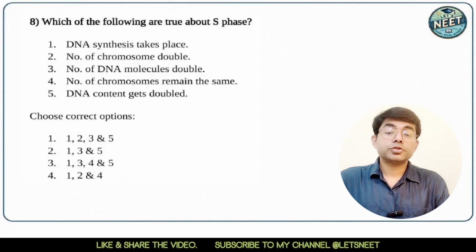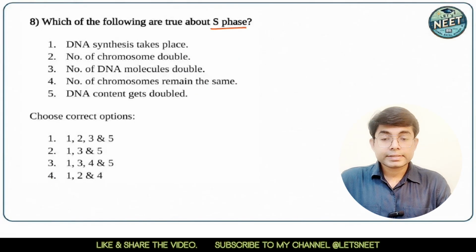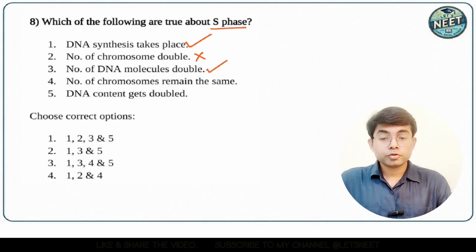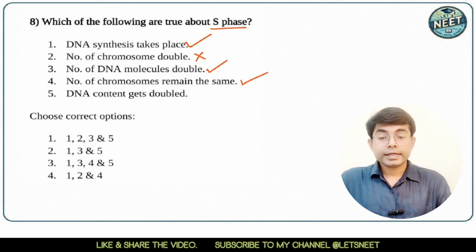Next, which of the following is true about S phase? So DNA synthesis takes place. Yes. Number of chromosome double. Number of chromosome remain the same. Number of DNA molecule double. Yes. Number of chromosome remain the same. Correct. DNA content gets double. This is also correct. So except 2, all are correct. So 1, 3, 4 and 5 is correct.